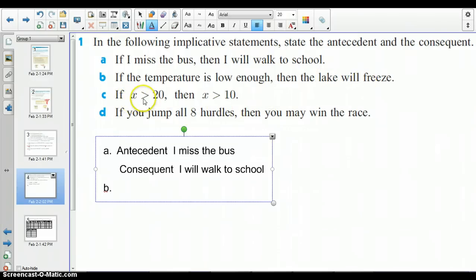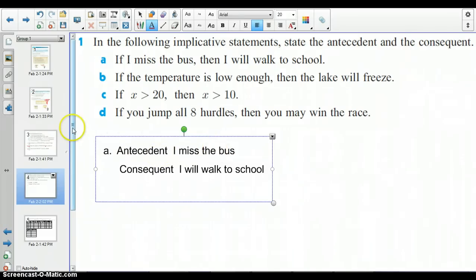Antecedent, x is greater than 20. Consequent, x is greater than 10. Antecedent, you jump all hurdles, all 8 hurdles. Consequent, you may win the race.